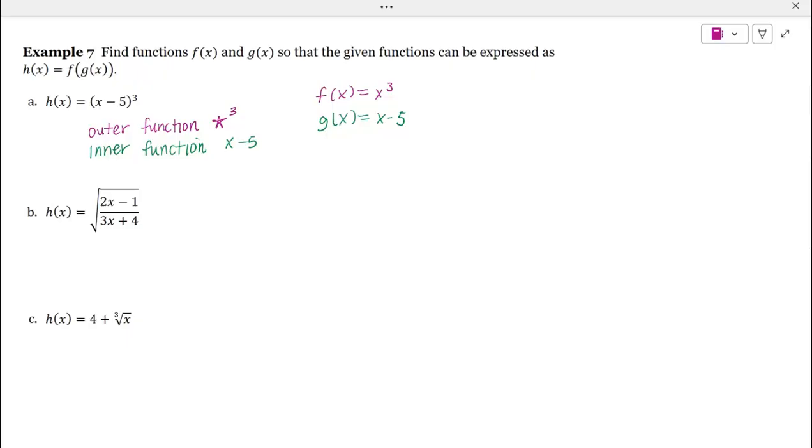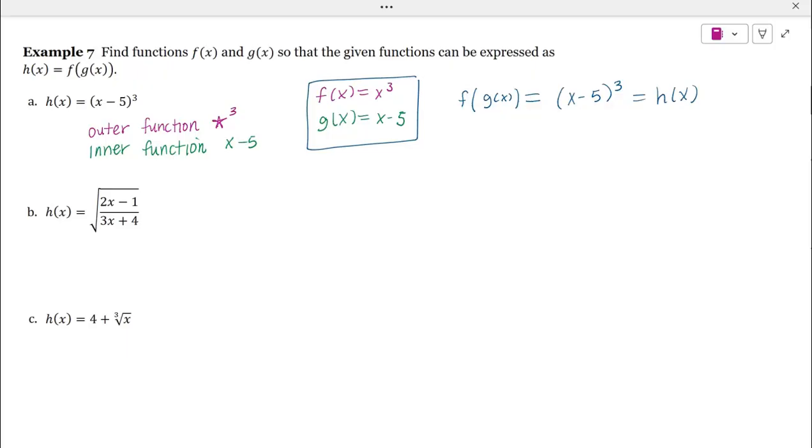Let's put together the composition function to see if this works. We want to get that h of x that we see over there. F of g of x would be, well, I take this whole thing and I plug it in for x here. So I would have x minus 5, the quantity cubed, and that is the h of x that we were trying to find. So these two are the functions that I was looking for.